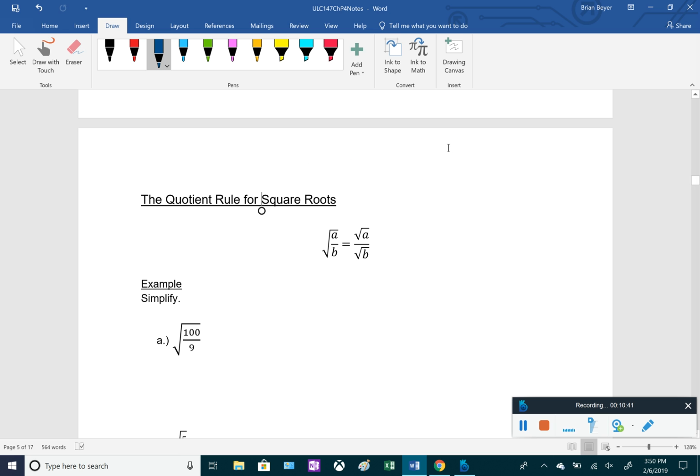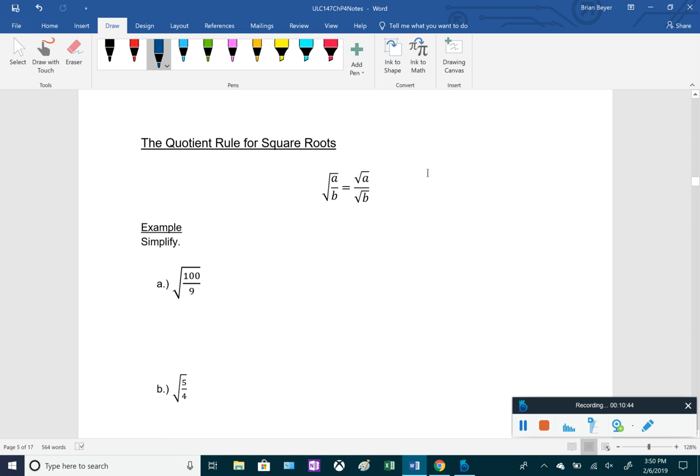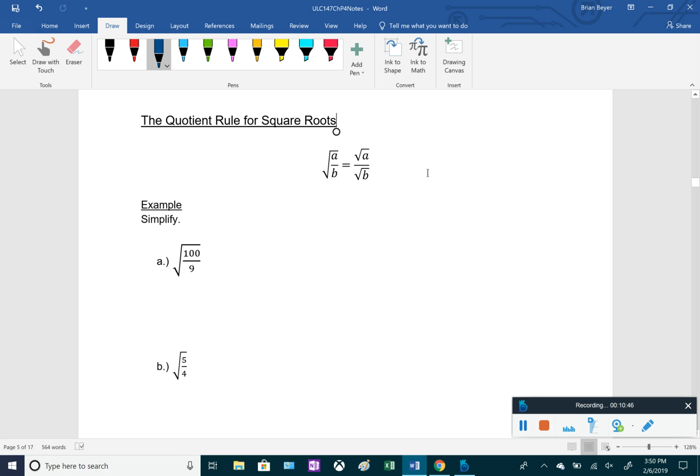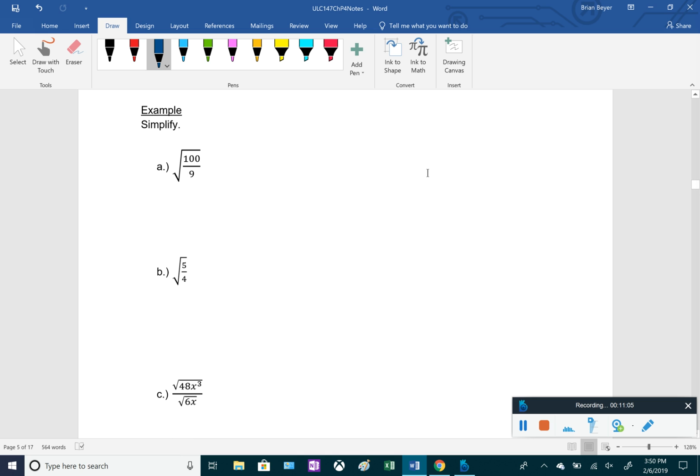Okay, so another rule. Like I mentioned, since the square root is actually an exponent, which we'll see in a little bit, same rules as exponents. So if we have the square root of a fraction, we can chop it up by giving the square root to the numerator and denominator separately. So the square root of a over b is equal to the square root of a divided by the square root of b. So let's use that to simplify.